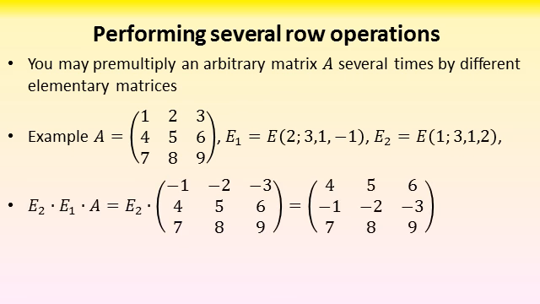If I now do E2 times E1 times A, that is the same thing as performing two elementary row operations on A. We know that when we do E1 times A, the effect will be that the first row is multiplied by -1. And when we then do E2 times that result, the effect will be to swap the first and the second row. In this example, I began by doing the product E1 times A, but remember that matrix multiplication is associative, so it's not necessary to have a parenthesis around E1 times A, because you will get exactly the same result if you begin by doing the multiplication E2 times E1 and then multiply that by A.